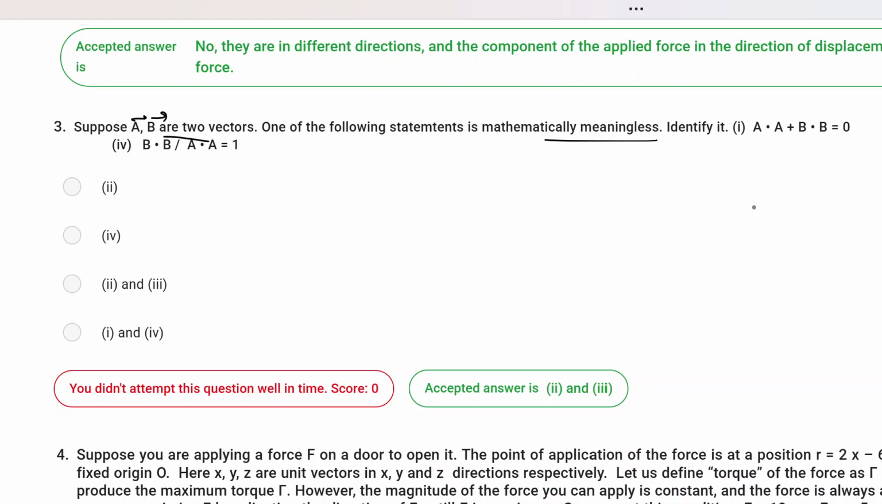Now we'll check each of these things and we'll decide. Okay, so say for number 1, the statement is A dot A plus B dot B equal to 0. First of all, how do you say whether it is mathematically meaningless or meaningful? The idea is that you have to have similar kinds of quantities on both sides of your equal sign, right?